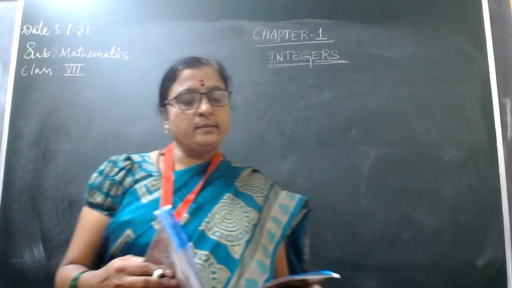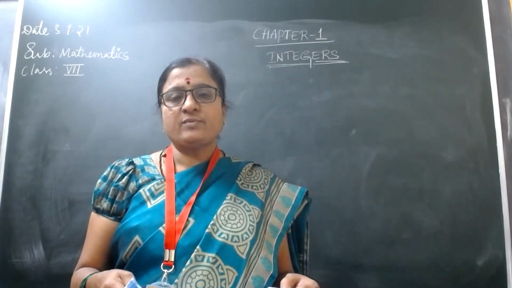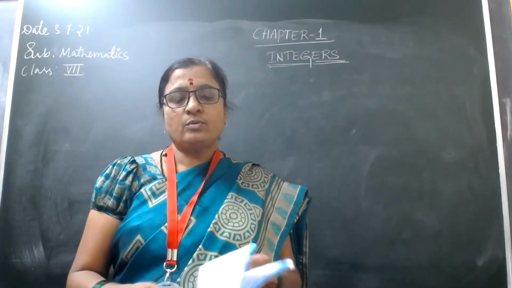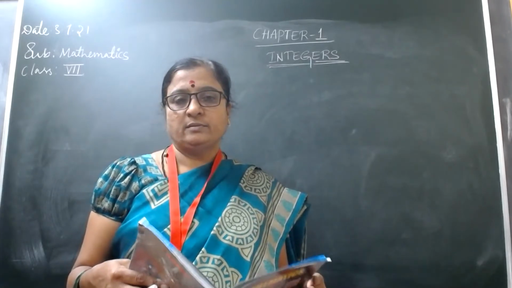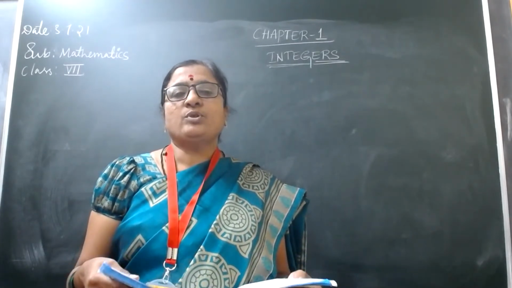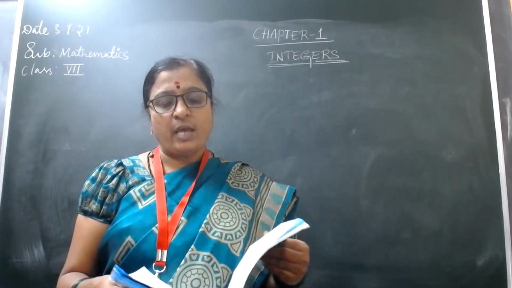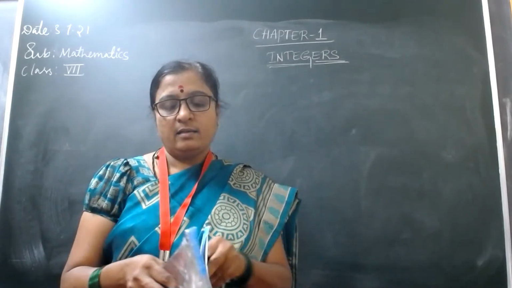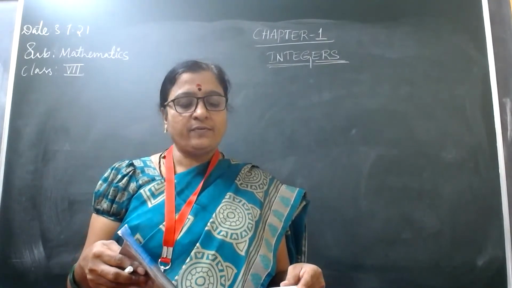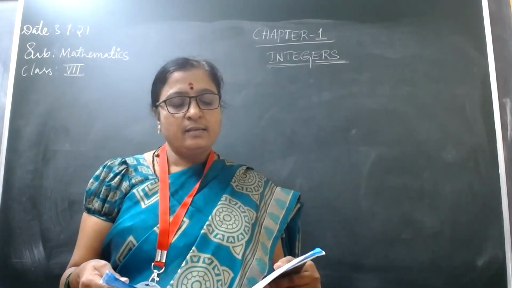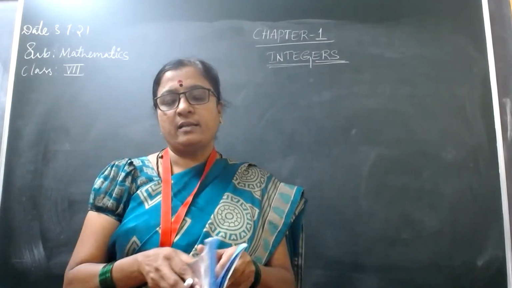Yesterday I explained the points. Yesterday I informed you to be ready with your classwork because today I am taking exercise 1.1. I started the question already. I asked how many chapters there are in the first part. There are 7 chapters in part 1: integers, fractions and decimals, data handling, simple equations, lines and angles, the triangle and its properties, and congruency of triangles.